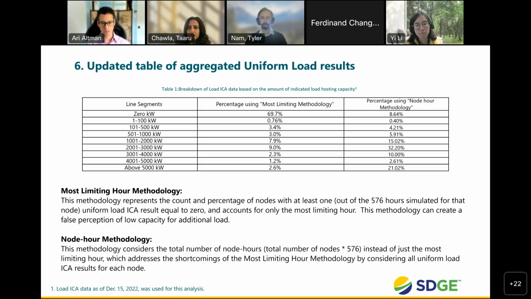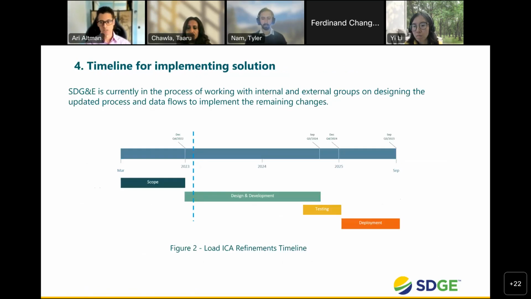I want to move forward to the next presentation, but there was one question that was very specific to SDG&E, and I thought we'd just grab that one. It was from Mark Hutton, the PAO. Could you explain why the refinements timeline goes through 2025? Why is that amount of time needed? Is it data collection? I'll just put this slide back up, and you can discuss that from SDG&E's perspective.